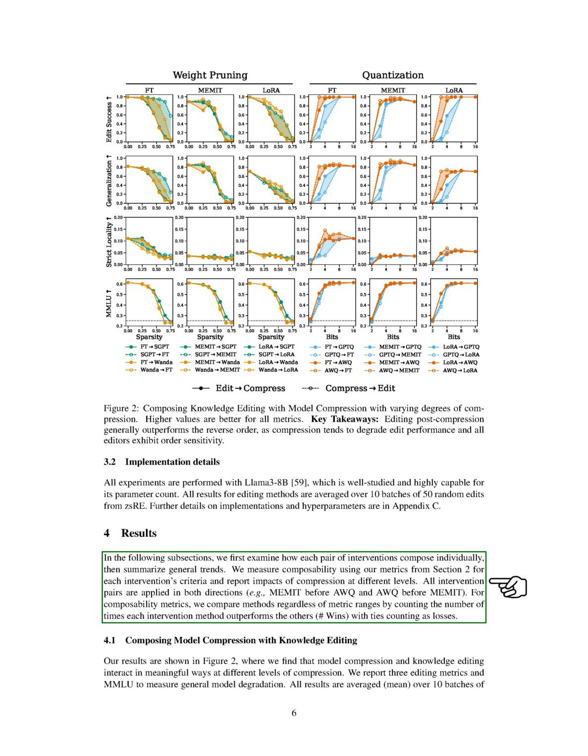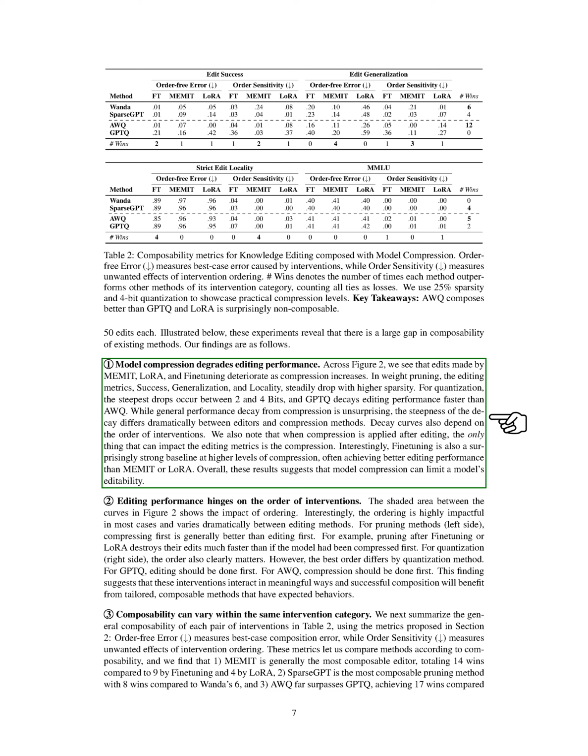All intervention pairs were tested in both directions. To compare the methods, we counted how many times each method outperformed the others. When combining model compression with knowledge editing, we observed that as compression increases, editing performance decreases. Different editing methods showed varying degrees of performance degradation with increasing compression levels.